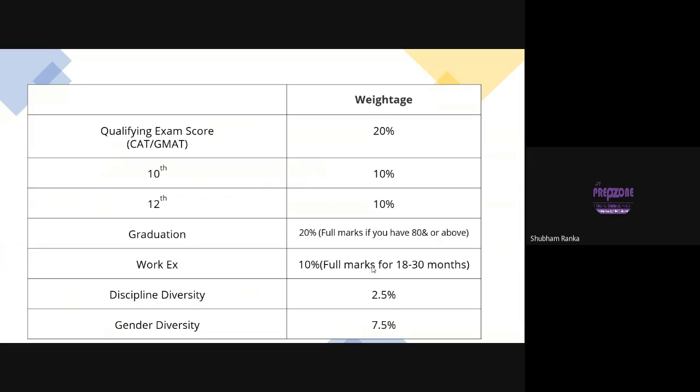In discipline diversity, if you are a non-engineer, then you are going to get 2.5 marks. And gender diversity: if you are a non-male or a female candidate, then you are going to get 7.5 marks. So if someone is non-engineer and female, then she is going to get 10% extra out of this 80.